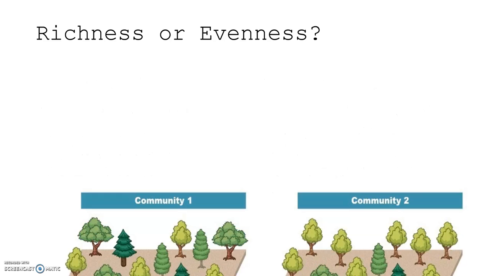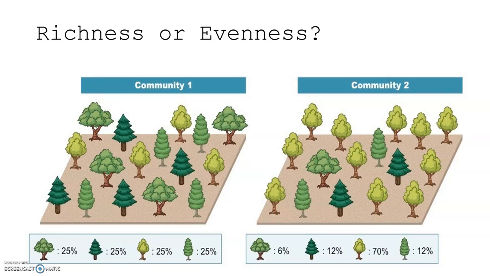Let's look at that as a picture. Here are two communities. If we look at community 1, it has 25% of each of the types of trees. If we look at community 2, it has different percentages where that light green tree is sort of dominating. Both of them have the same species richness. They both have 4 types of trees, but community 1 has species evenness. These are just ways that are important for us to consider biodiversity, and not necessarily good or bad or otherwise.